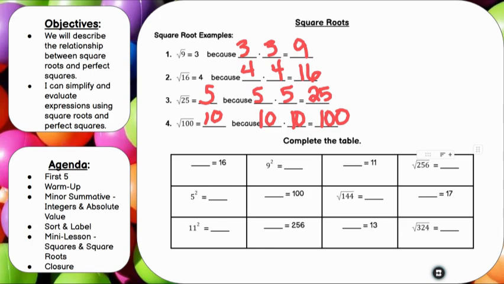Do me a favor, okay? Pause this video and complete the table. It's talking about perfect squares on the left 2 columns, and square roots on the right 2 columns. So do try your best. See if you can come up with what's going to go in that blank. And then once you're finished, unpause the video to check your answers.